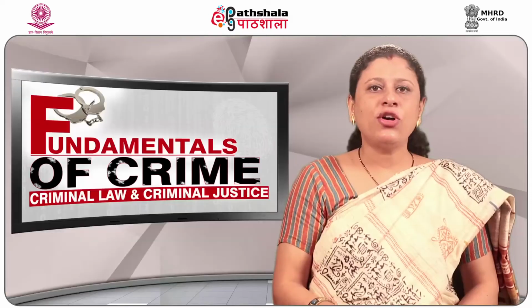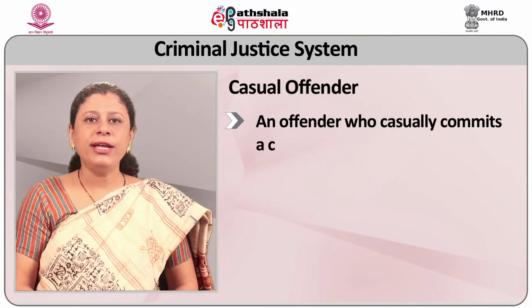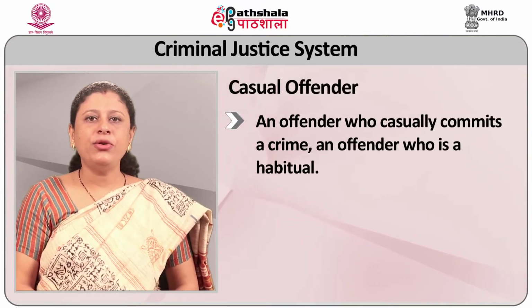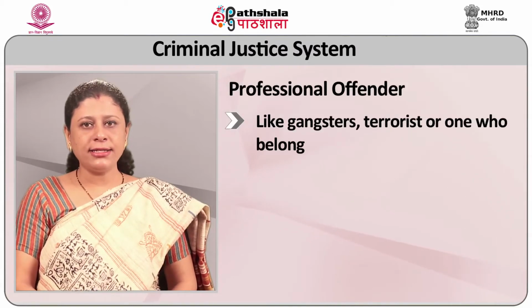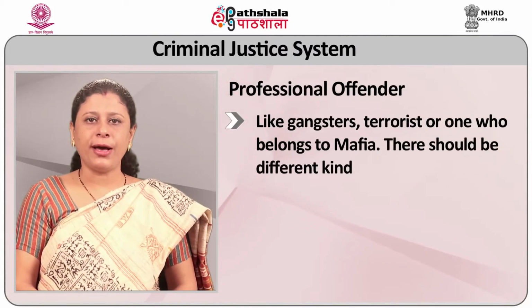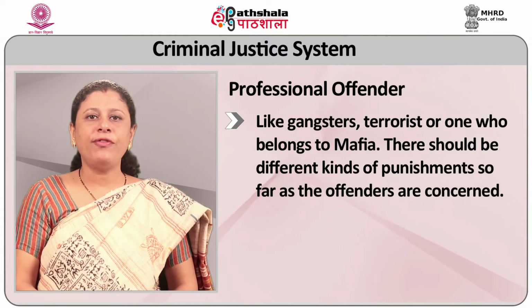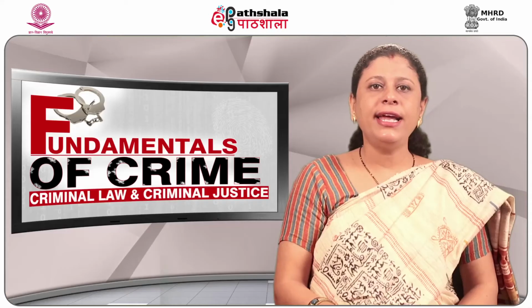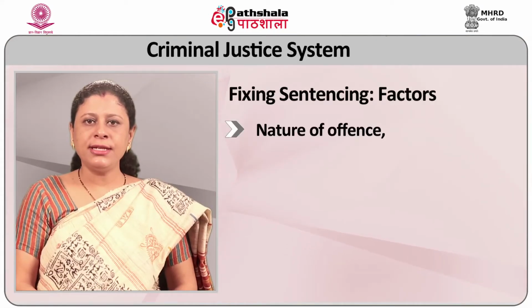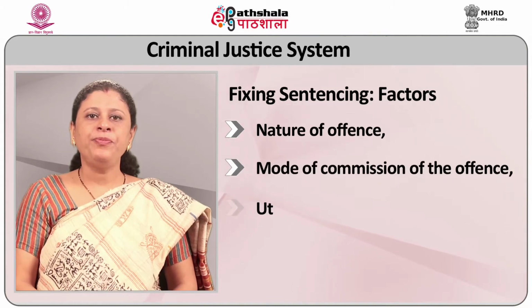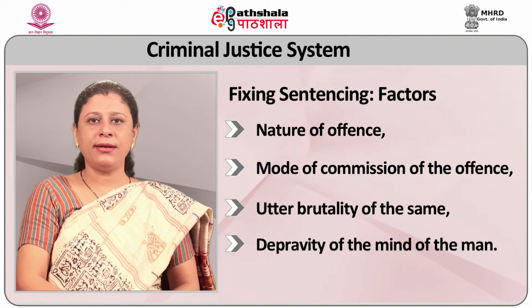Offenders also have to be classified as a casual offender, an offender who casually commits a crime, an offender who is habitual, a professional offender like a gangster, terrorist or one who belongs to mafia. There should be different kinds of punishment so far as the offenders are concerned. Similarly, in fixing a sentence, many factors are relevant: the nature of offence, the mode of commission of the offence, the utter brutality of the same, depravity of the mind of the man.